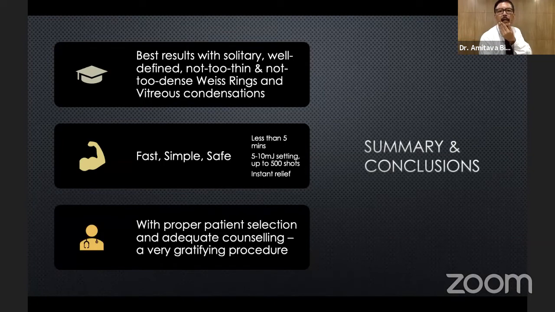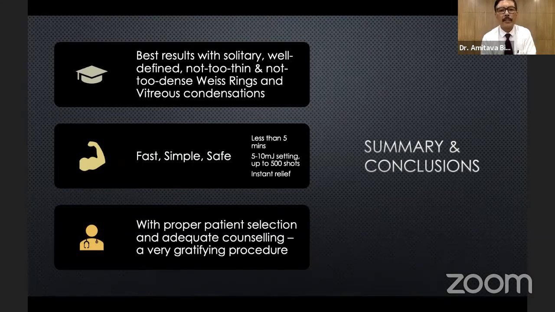In summary and in conclusion, it's a fantastic procedure. The best results are obtained with solitary, well-defined, not too thin and not too dense Weiss rings and with vitreous condensations. It's a very fast procedure, hardly taking more than 2 or 3 minutes to complete the entire procedure. It's simple to learn, and it's very, very safe.